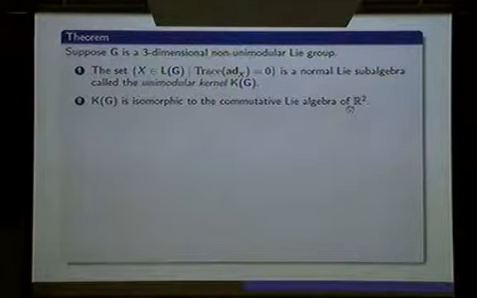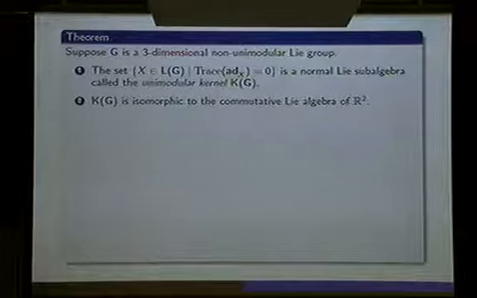Now it's not hard to check that it's itself unimodular, and the only unimodular group of dimension 2 is R2. There's one non-unimodular one, but the only unimodular one is R2. So this gives rise to a subalgebra which is commutative.